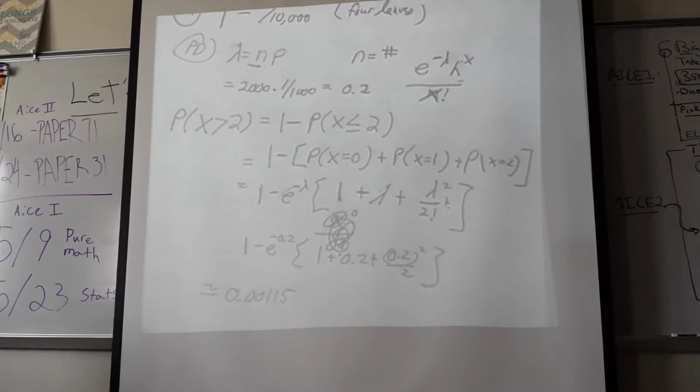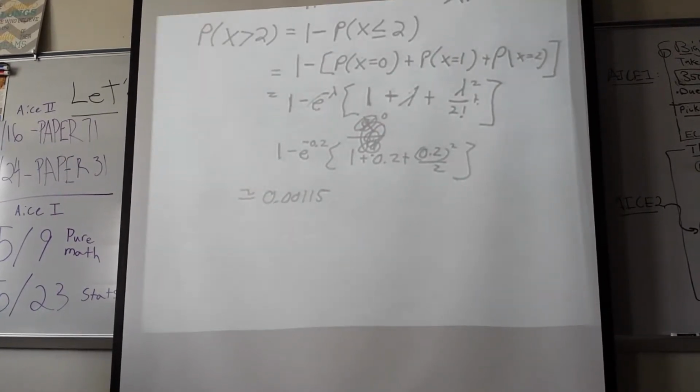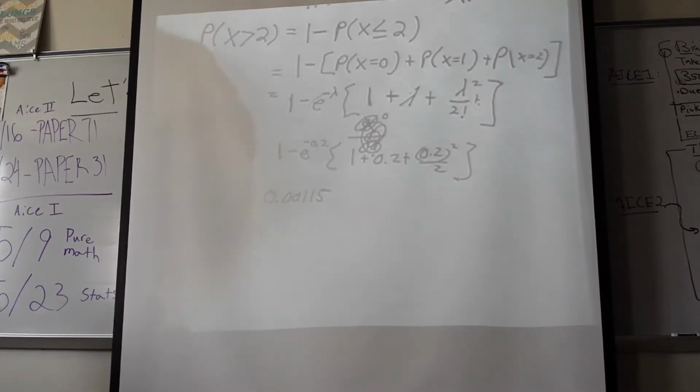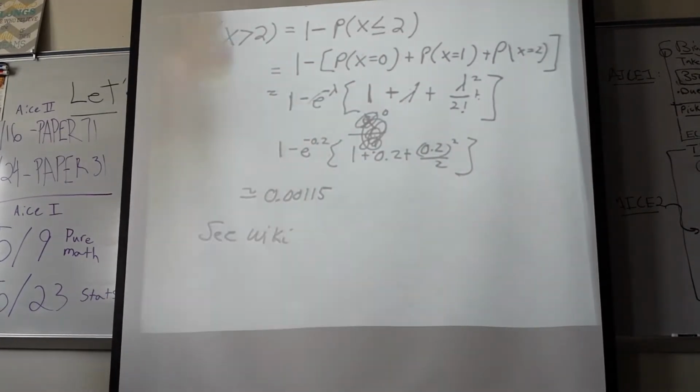Okay, moving on. The next one says, justify your approximating distribution. What are you going to tell him? Give him a Wikipedia link. N is large and P is small. Yes, okay. Justified.